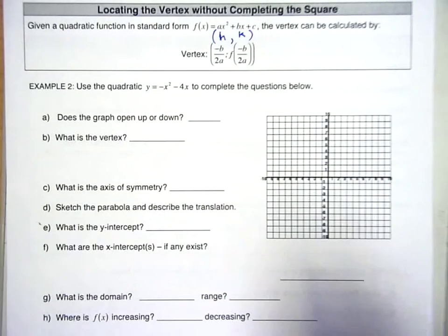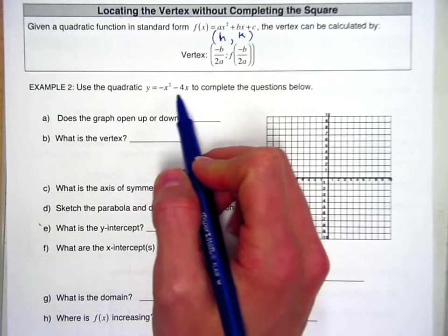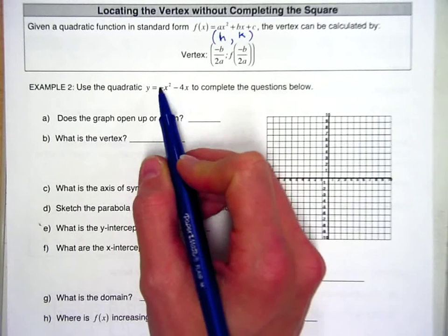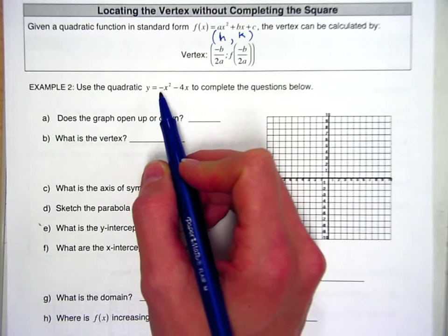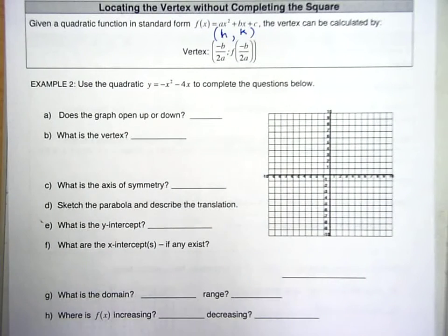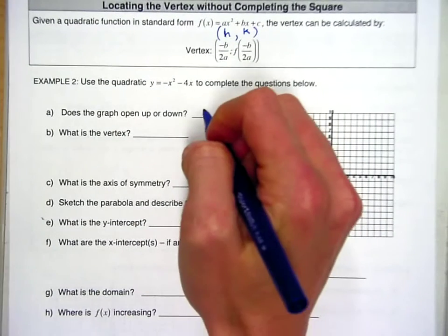So we have first this quadratic function, and in order to know if it opens up or down, we look at this leading coefficient here. Anytime you have a negative in front of the function, we know that is a reflection over the x-axis, so this is going to open down.